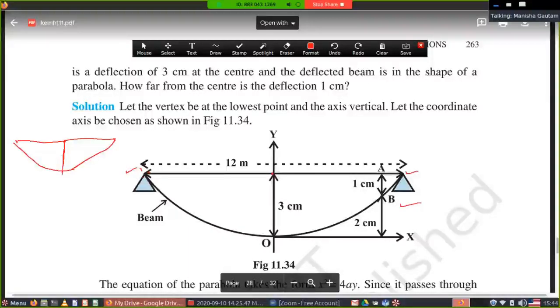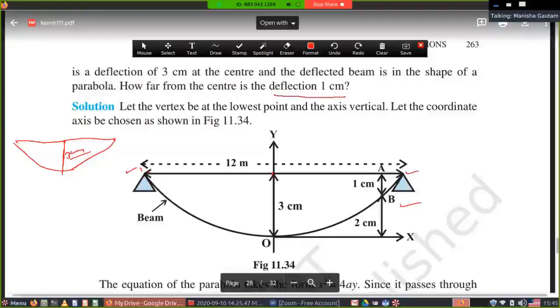Now here is the distance given, 12 meter apart. It means the two supports which are tying the string are both 12 meter apart. And when you tie the weight at the center, the deflection in the string takes place, and this deflection is 3 centimeter. The string goes downward by a distance of 3 centimeter. So now you have to find out the deflection at 1 centimeter.